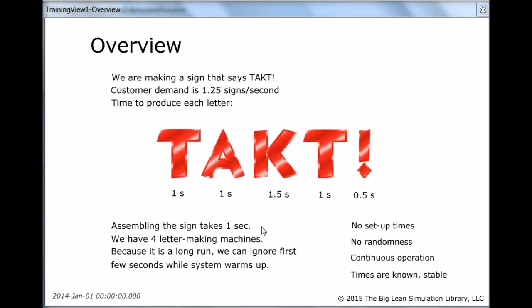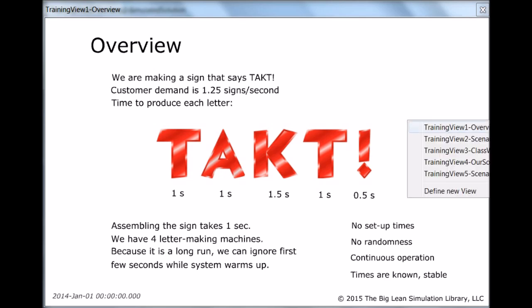Because this is a long production run, we can ignore the first few seconds while the system warms up. The time will be negligible. Let's also assume that there's no setup time or changeover time. So if a machine goes from, say, producing A's to K's, there's no time to set that up. It will happen immediately. We'll also assume that there's no randomness and that our system is in continuous operation. Times are known to make the letters and they're stable. Your instructor can talk more about how these assumptions could impact a real-life system.